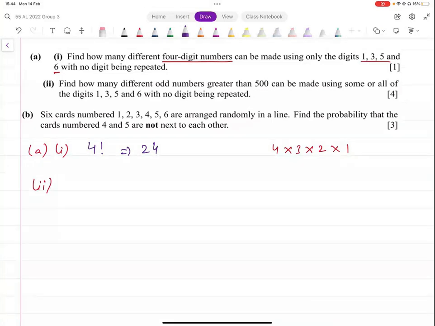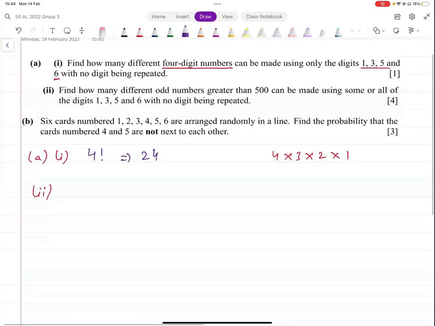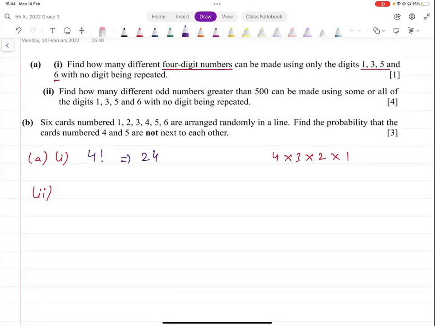Now let's think about this one. So what are we given? We are asked to find how many different odd numbers greater than 500 can be made using some or all of the digits 1, 3, 5, and 6 with no digit being repeated. So the first condition is that we're talking about odd numbers, and the second condition is that it should be greater than 500. Again, we can't repeat numbers.